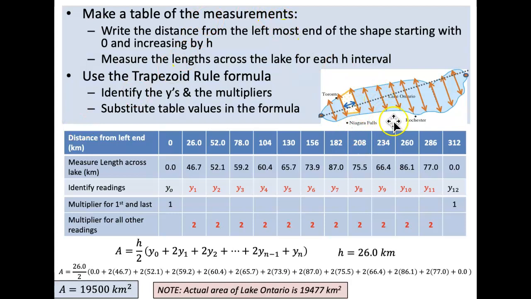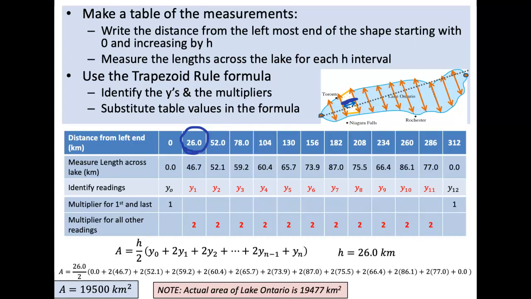So here we've got Lake Ontario that we're trying to measure. The h, the distance in between those measurements, they've allowed to be 26 feet. Notice that's right here, the 26 feet. That's this measurement. And so we start off at 0, then we're at 26, 52, 78, and so on, because we're adding on 26 feet. Then they want to measure the length across. So that's the red lines.